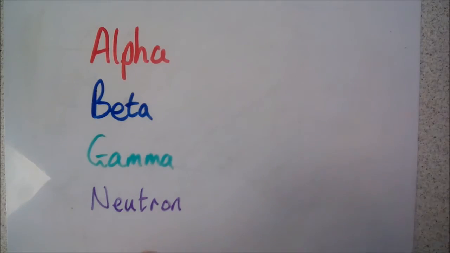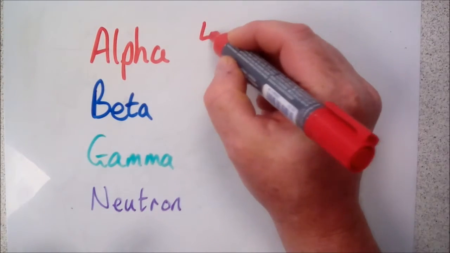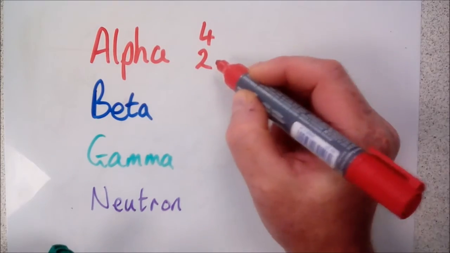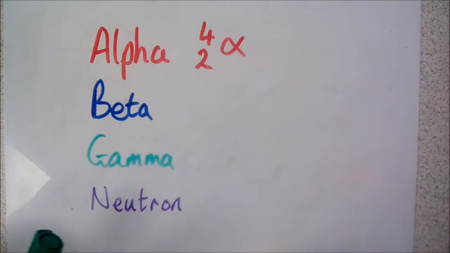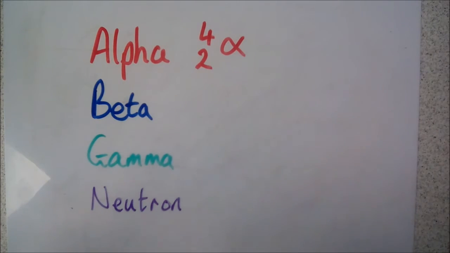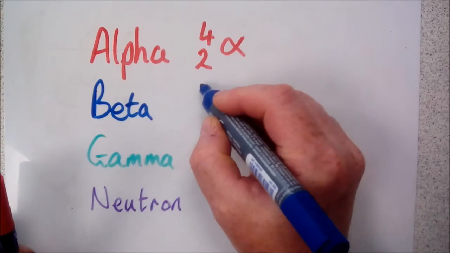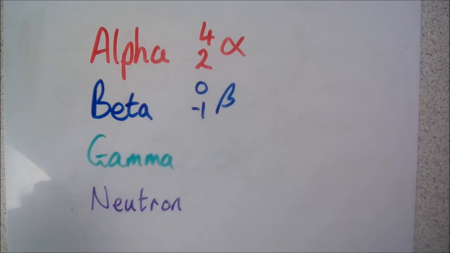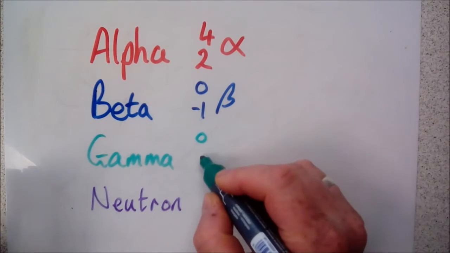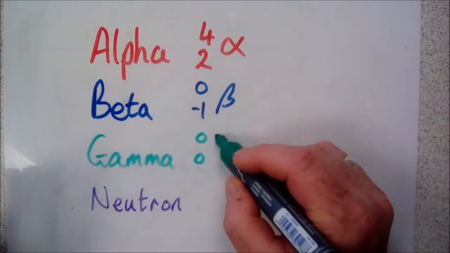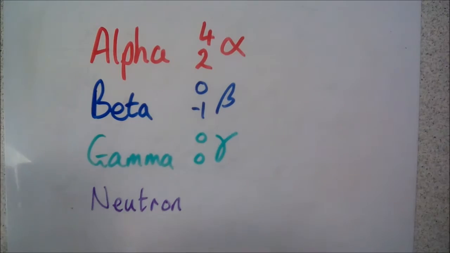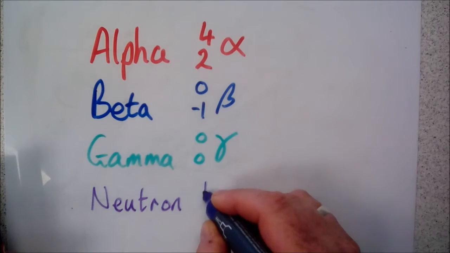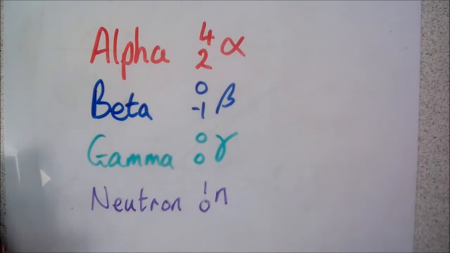Now, an alpha particle has a mass of 4 and a charge of 2 and has the symbol alpha from the Greek alphabet. Our beta particle has a mass of 0, a charge of -1 and the symbol for beta from the Greek alphabet. Our gamma ray has 0 mass and 0 charge and has the Greek letter for gamma, and our neutron has a mass of 1, 0 charge and has the letter N as its symbol.